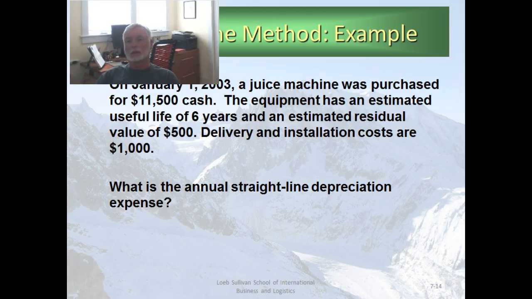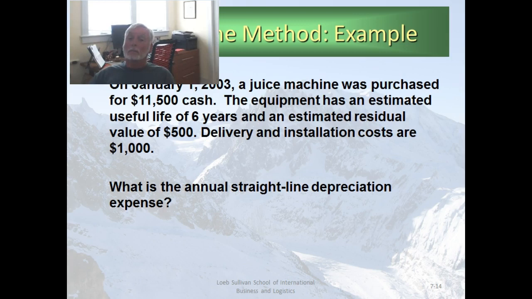In January of 2003, a juice machine was purchased for $11,500 in cash. And they do actually cost that much. They cost close to that if you look them up online. They cost a lot of money. So if you want a good grade in this class, you can always go out and buy me an orange juice machine, and maybe I'll bump your grade a little bit. But not true, though it would be pretty good to get an orange juice machine for the house.